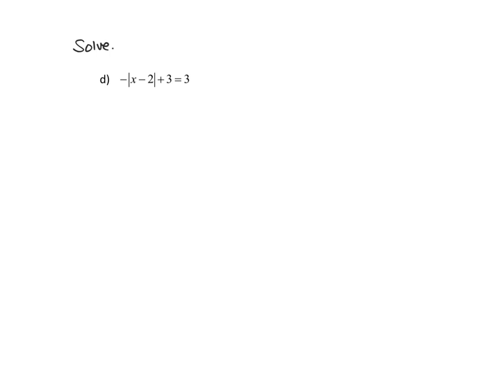Let's look at how to solve an absolute value equation. Our first step is to rewrite this in the format where we have just the absolute value on one side and a number on the other side. So we call this isolating the absolute value.